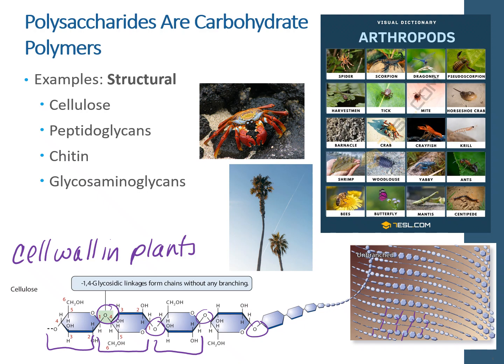Couple other polysaccharides that are important structural molecules. Peptidoglycans are found in the cell walls of bacteria. Chitin is found in the outer structure, the exoskeleton of arthropods. So insects, crustaceans, organisms like that, where their structural support is on the outside and not their inside.